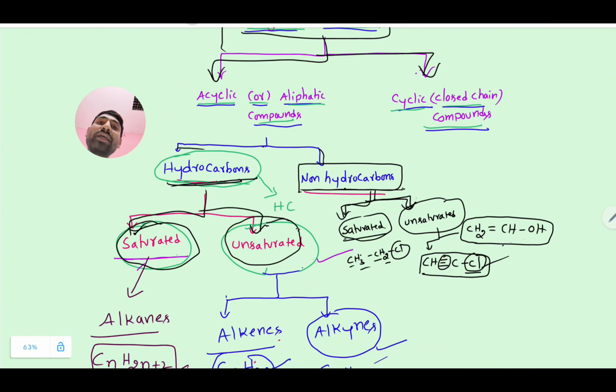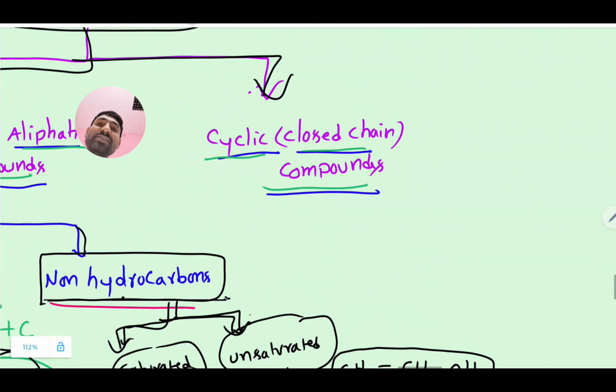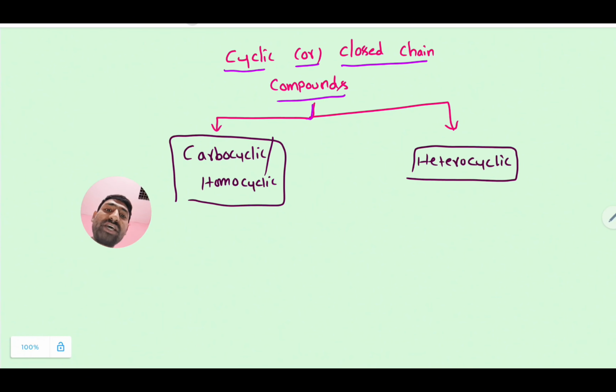Now move to another wing, cyclic or closed chain compounds. These are divided into two categories. Carbocyclic or homocyclic compounds, and another category, heterocyclic compounds. The name indicates they are cyclic compounds, meaning they have no end. They are ring-like compounds.